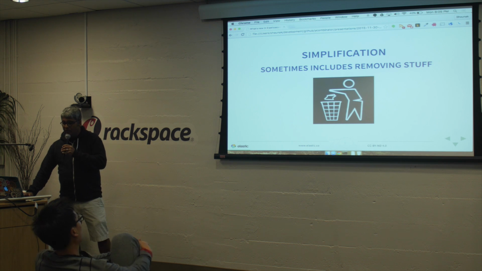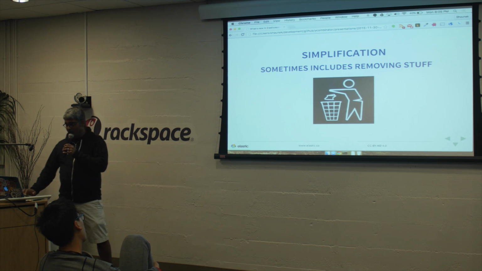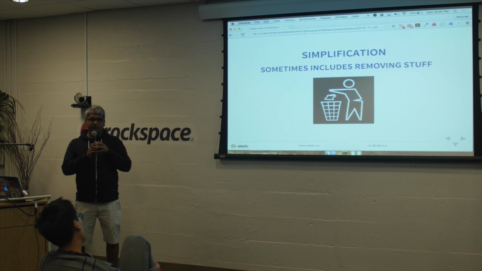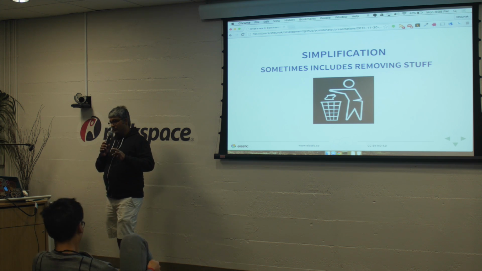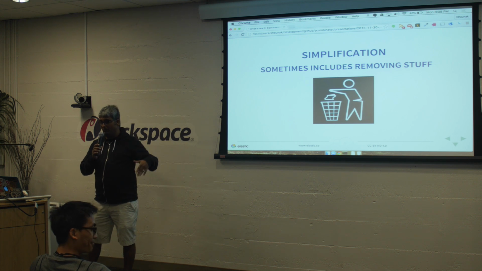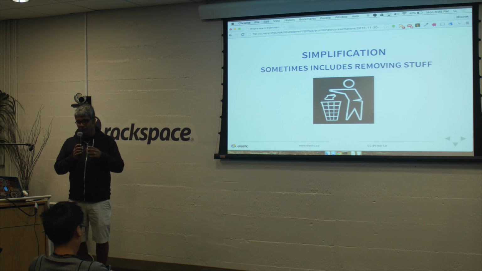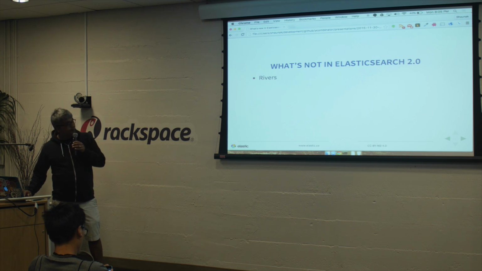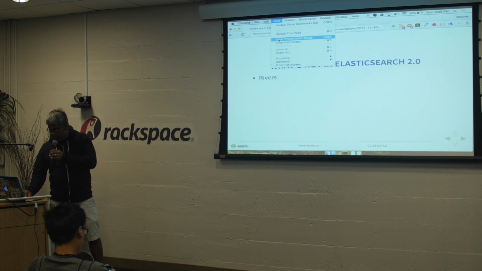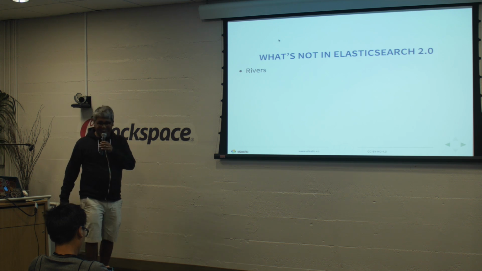So as I said, we're simplifying things, and that means removing a lot of things. Now, just to be clear here, everything that I'm going to talk about that was removed in 2.0 was deprecated in some 1.0 version, so none of this should be a surprise, hopefully. So what's not in 2.0?